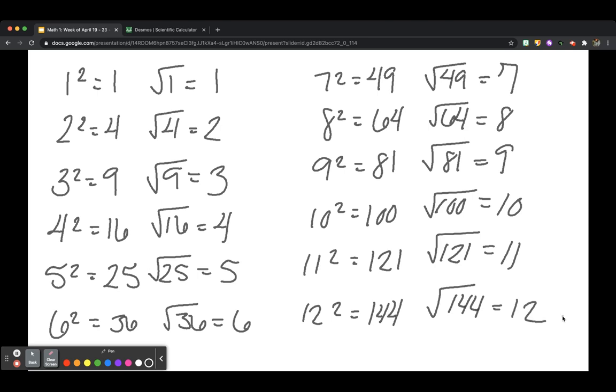Okay, pause the screen if you need to jot these down, and even take a picture of the perfect squares that we're going to need to know for this lesson. Again, I just ran through 1 through 12 and then did the inverse operations to get the original number that we started with.